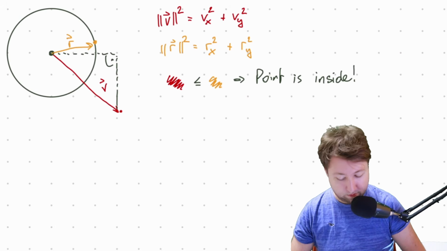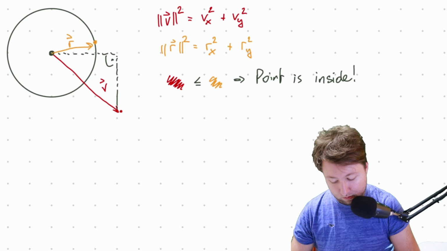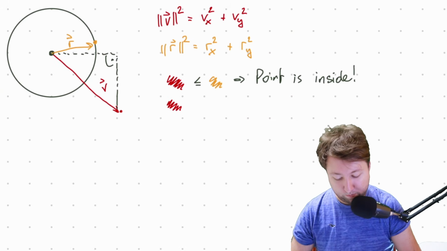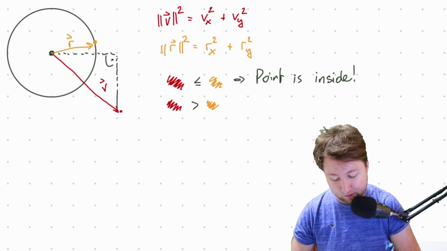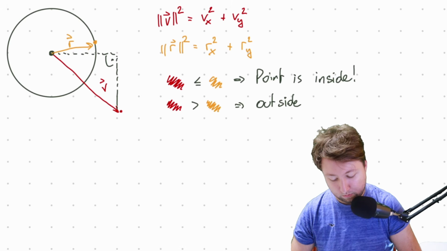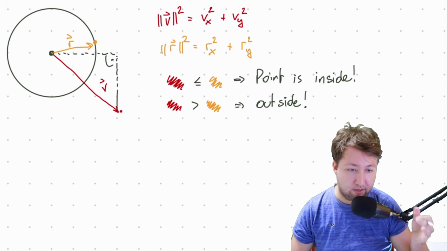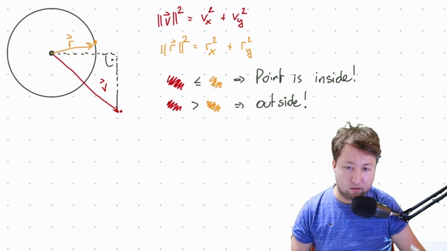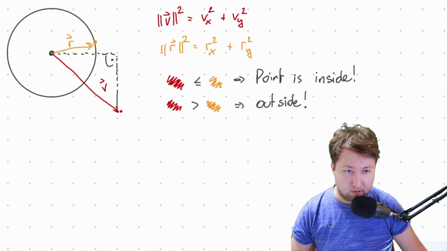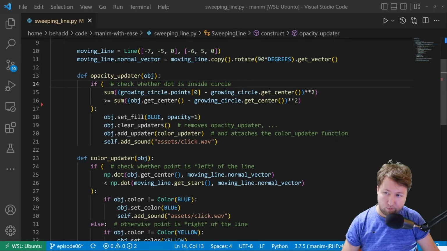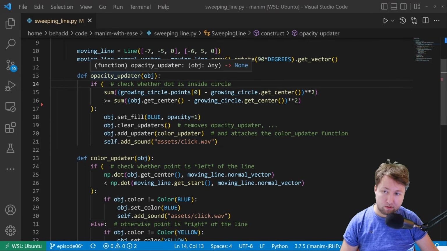If, on the other hand, the distance to the point is larger than the radius of the circle, well, then the point has to be outside. And this exact computation is exactly what you saw earlier in the code as well. Let's take another look. We are inside the opacity updater, and we check this condition here.